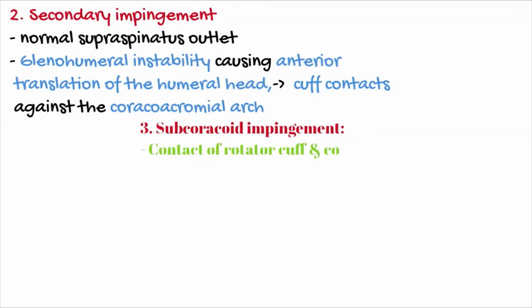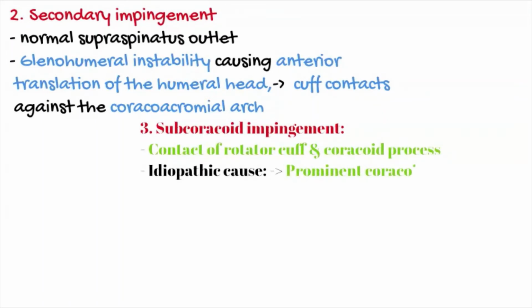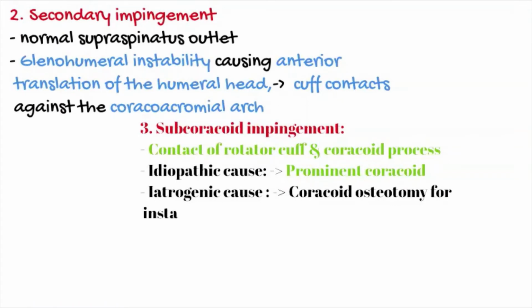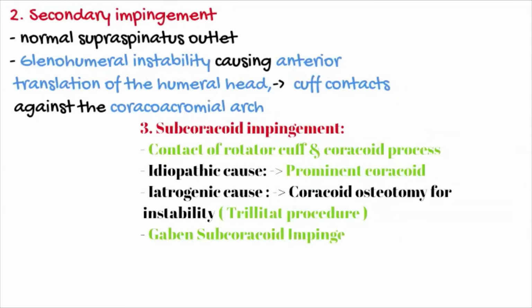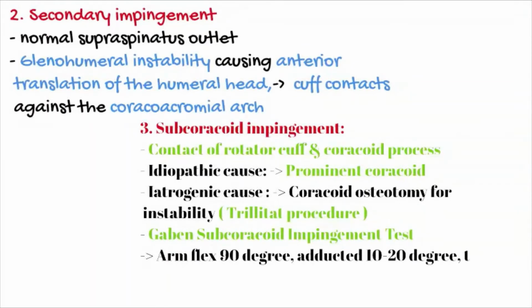For number 3, coracoid or subcoracoid impingement. There would be contact of the rotator cuff and the coracoid process. The idiopathic cause is due to a prominent coracoid. As for the iatrogenic cause, it can be attributed to a coracoid osteotomy procedure. For shoulder instability, we call it the Latarjet procedure.